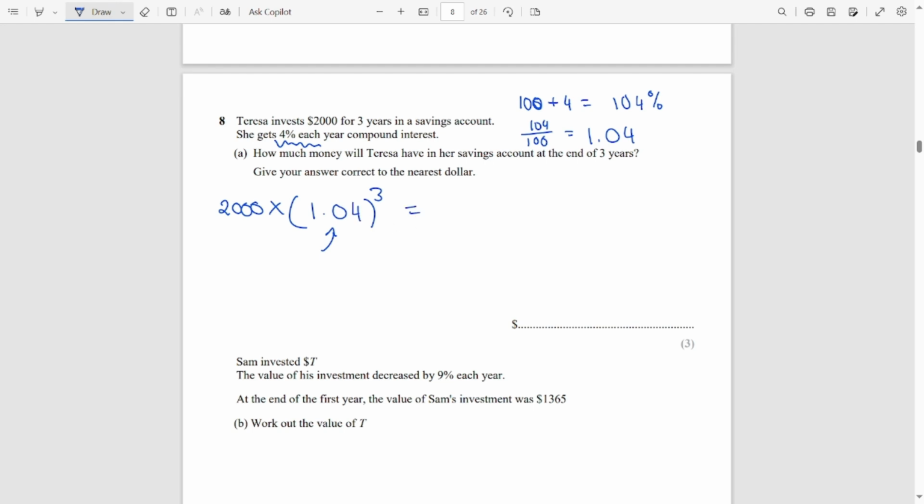So you're going to do 2,000 times 1.04 to the power of 3. We want the answer to the nearest dollar, and to the nearest dollar that is 2250.